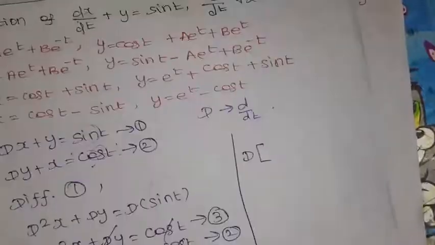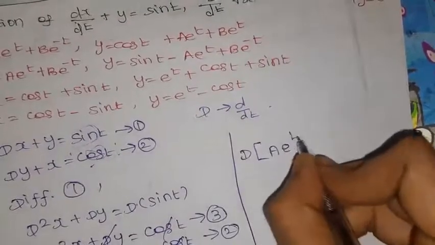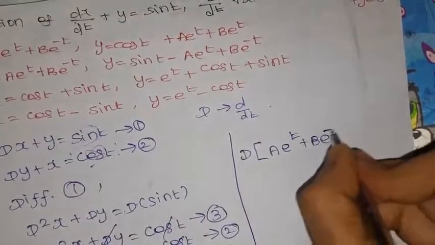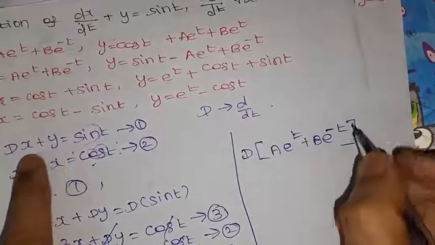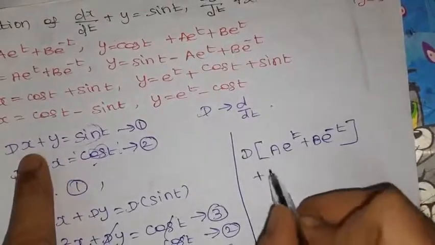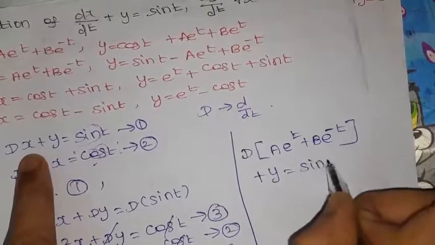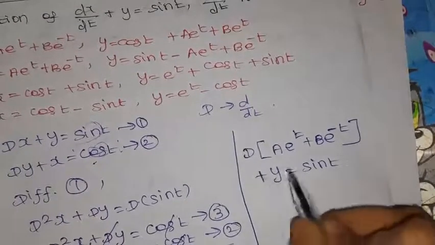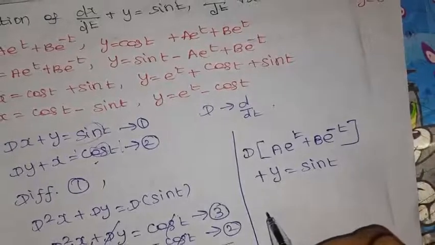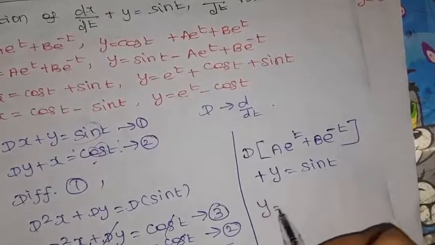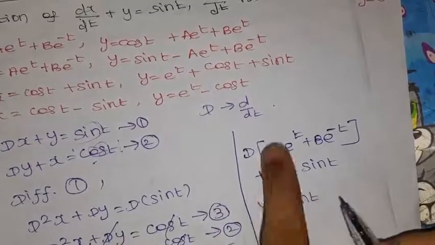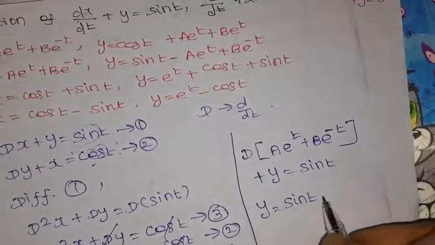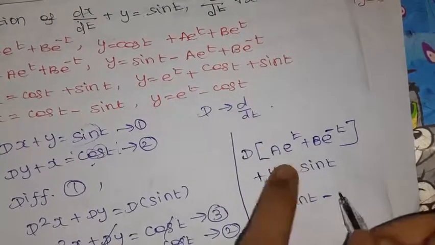a e^t + b e^(-t). So differentiation of x + y = sin t. Okay, so what is that? We need to find y. So y = sin t; x goes to the right-hand side as minus. So differentiation of this, what will we get?